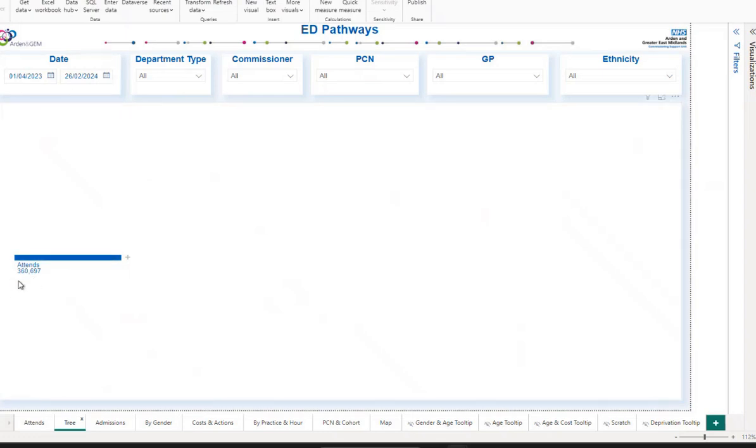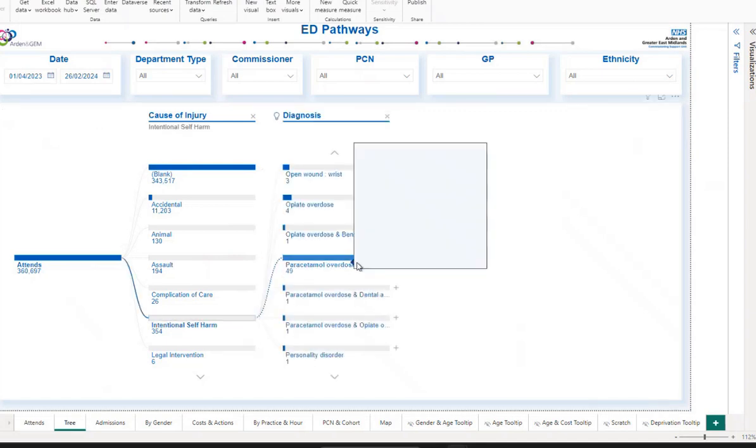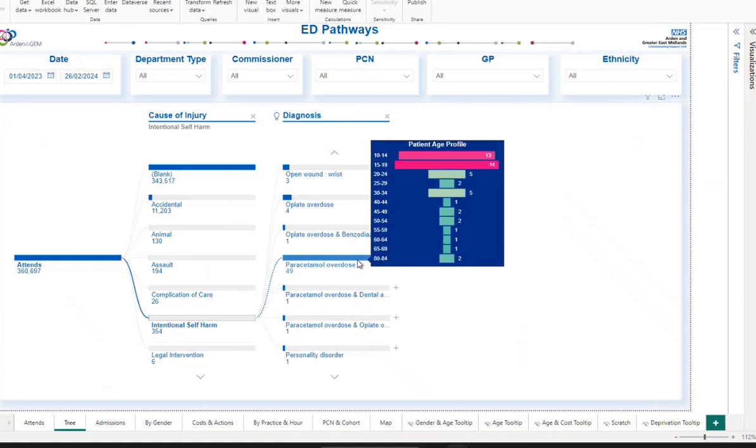So for this one, you can see we've had 360,000 attendances over this time frame. What you can do, if we wanted to look at self-harm attendances, we can do that. There's a lot of data quality issues. There's a lot of blanks here, but we can see there was a lot of people that were attending with self-harm issues. And we can see straight away the most prevalent one is asthma. I'm still stuck in asthma presentation mode. Paracetamol overdose, sorry. And you can see the age breakdowns as well.